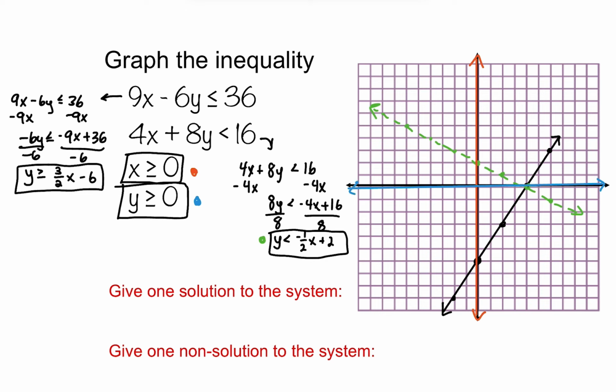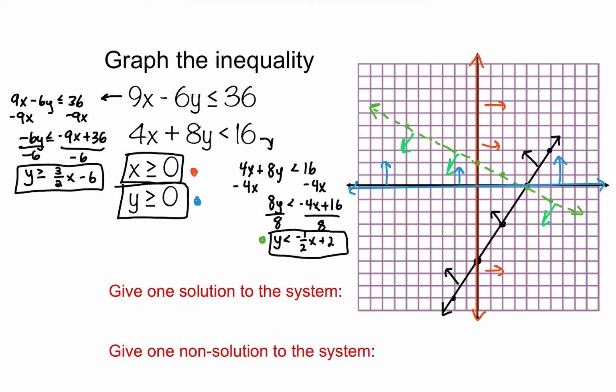Okay, so I didn't do any arrows. We should probably do that. On the first one, it's greater than. So that would be shading above. On the green one, the second one, that one was less than. So we're going to be shading below. The x is greater than or equal to 0 is going to be greater than. So that's going to be shading to the right. And then the y is greater than or equal to 0 is greater than, so we're going to be shading above. And so we have to figure out where do all of these overlap.